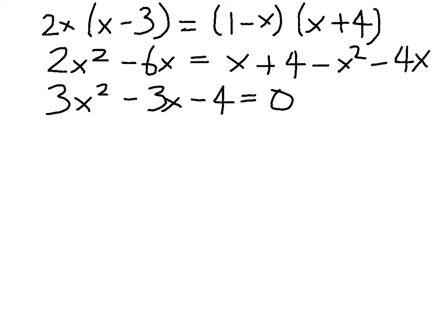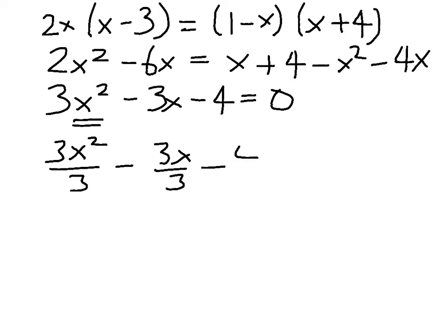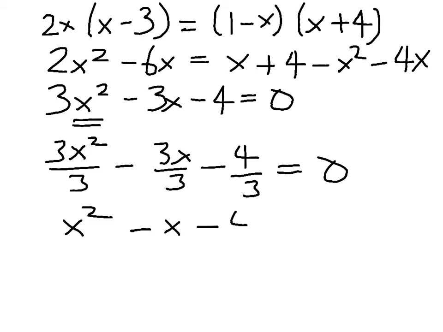Remember step 1 when I told you earlier, you need to make sure the coefficient of x squared is 1. So the first thing that you need to do to make it 1 is to divide this by 3. So you get 3x squared over 3 minus 3x over 3 minus 4 over 3 equals 0. And you'll see that this equates to x squared minus x minus 4 over 3 equals 0.